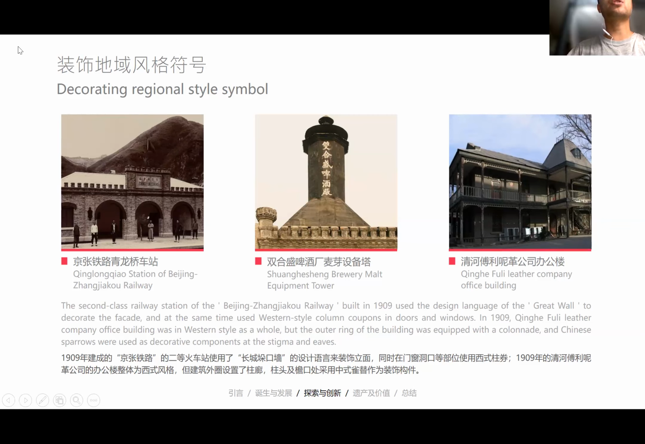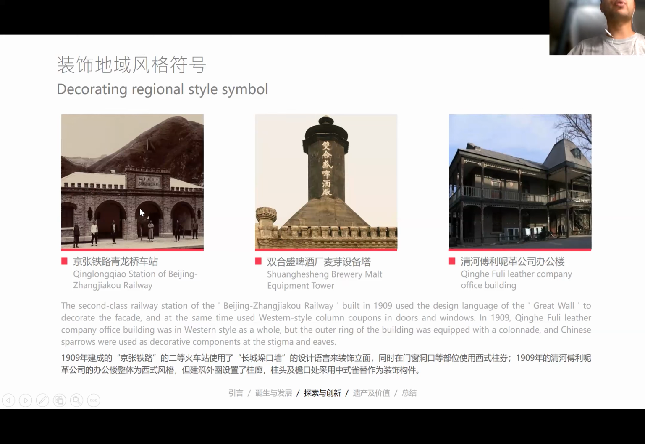The Qinglongqiao Railway Station, which was built in 1909, used the design language of the Great Wall in China to decorate its facade. We can see here, just like the Great Wall, and it also used Western style columns and arches at the doors, windows, and other parts. The office building of Qinghe Leather Factory in 1909 was also in the Western style as a whole, but we can see some Chinese decorations in these columns and other parts.